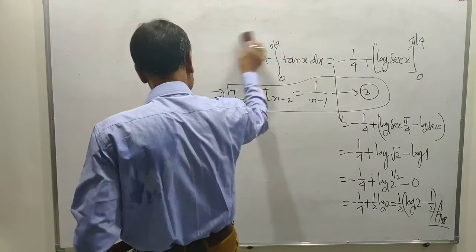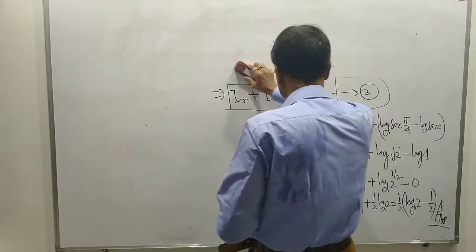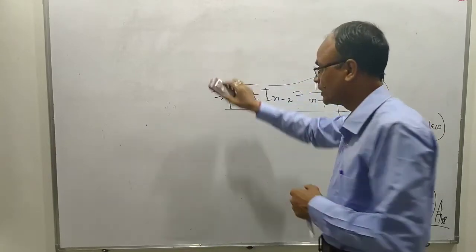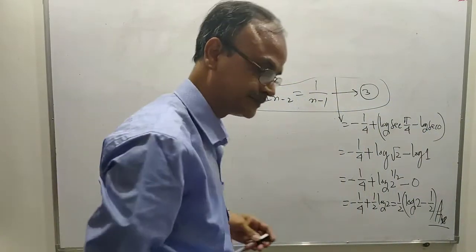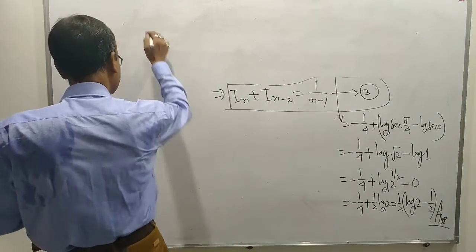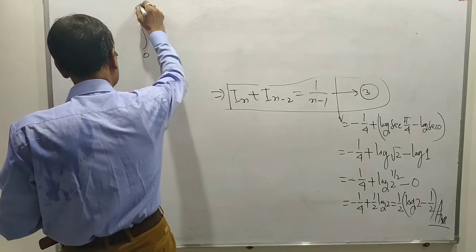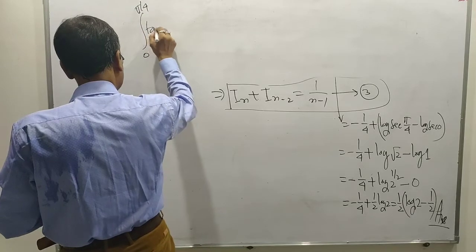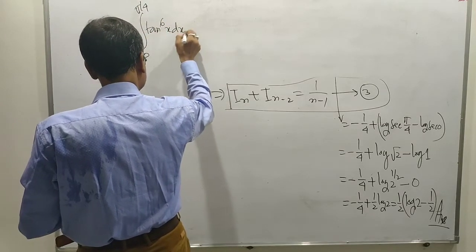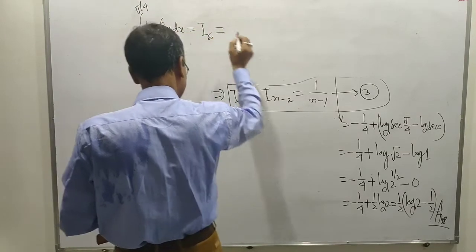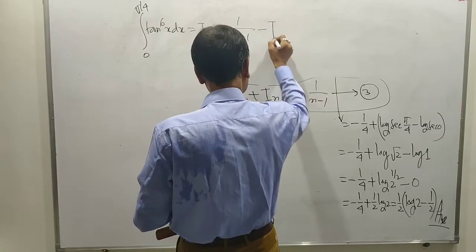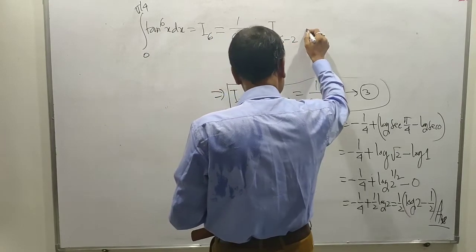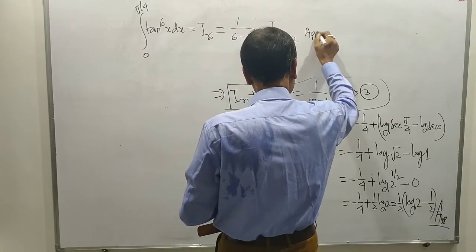Now, I6, we have to find the value of I6. Now, the integral from 0 to pi by 4 of tan to the power 6x dx equal to I6. This is equal to 1 by 6 minus 1 minus I6 minus 2, applying 3.